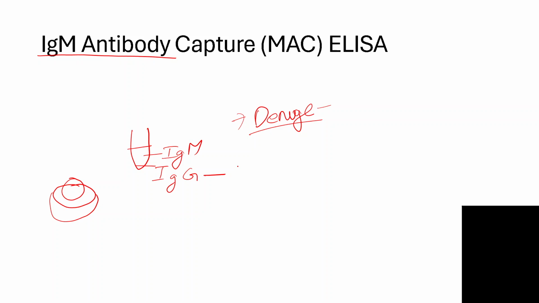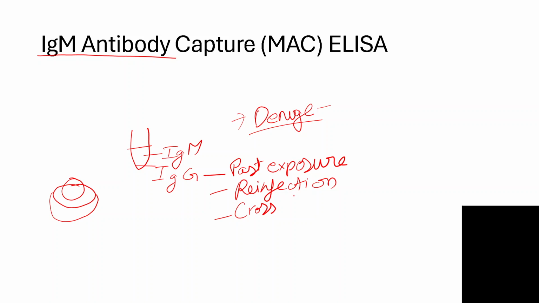Even in the acute phase of infection, the patient might have IgG because of past exposure to dengue, because of secondary infection or reinfection, or due to cross reactivity with a related virus. If this patient had any related virus infection, cross reactivity can happen. The IgG formed for that virus can come and bind to this antigen. Now I'll get a false result. I don't want that to happen. I'm specifically looking for IgM.